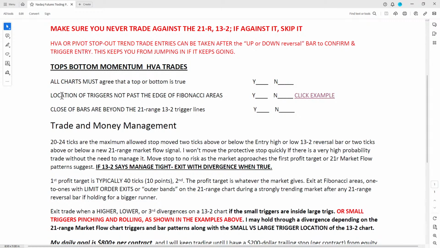Momentum trades, by their very nature, are easier than trend trades because everything's already going your way. And if you lose momentum 1 or 2 bars against you, you're out. So it's very simple. It either keeps going or you're done. But again, the rules are the same as what's on the plan. Every chart must agree that a top or bottom is true.